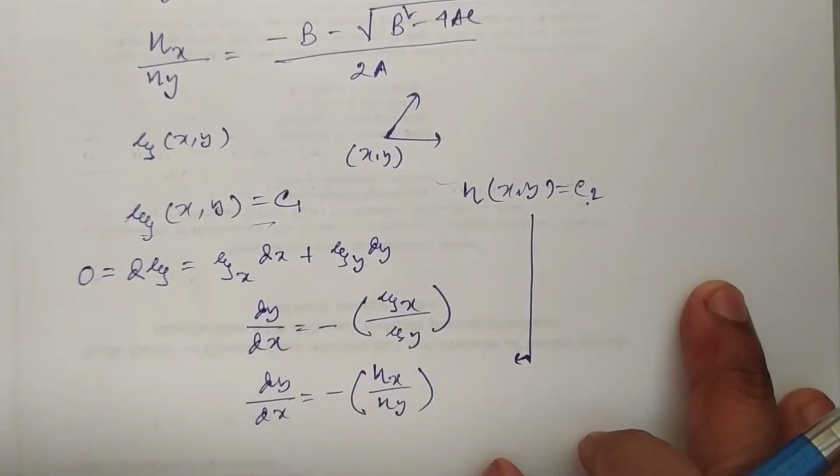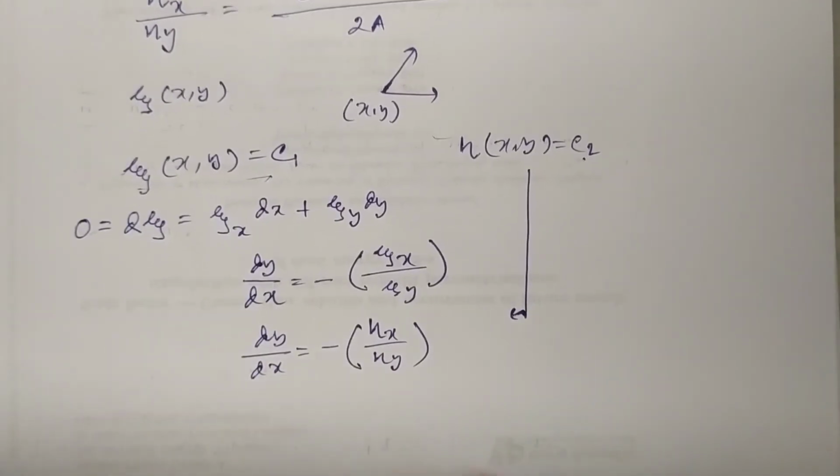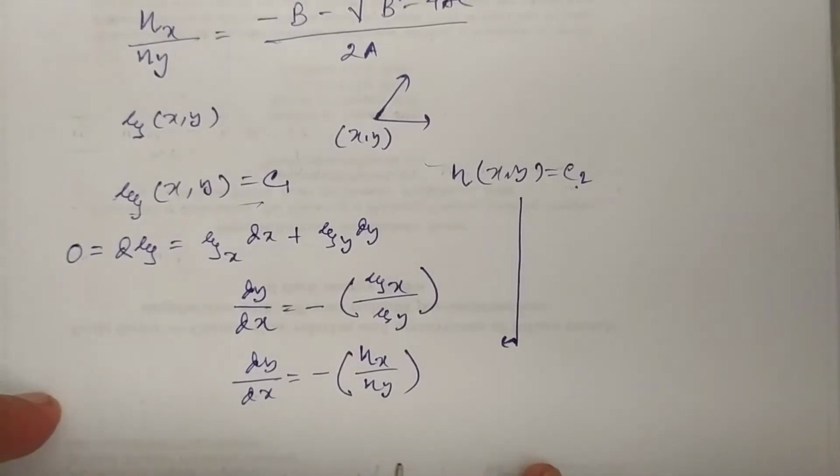These are the characteristics of the given PDE. And now to obtain the canonical form of the same PDE, we will substitute xi and eta in that equation, and we can obtain the canonical form of it. So how will we do that? I will give you an example.